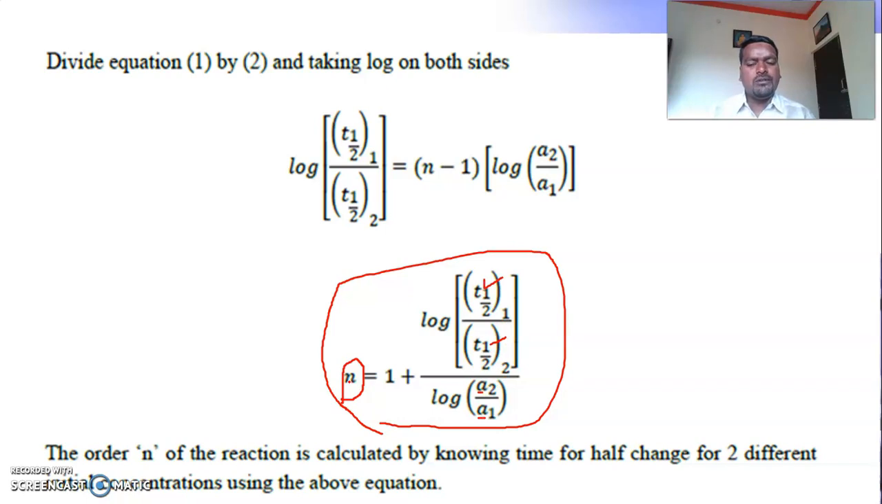Finally, n is equal to 1 plus log of half-life of the first reaction divided by half-life of the second reaction, all divided by log of initial concentration of the second reaction divided by initial concentration of the first reaction. So if you know the initial concentrations and the half-lives at two different concentrations, you can definitely determine the order of a reaction. Dear students, please remember this mathematical expression, because we are going to use it while solving numerical problems.